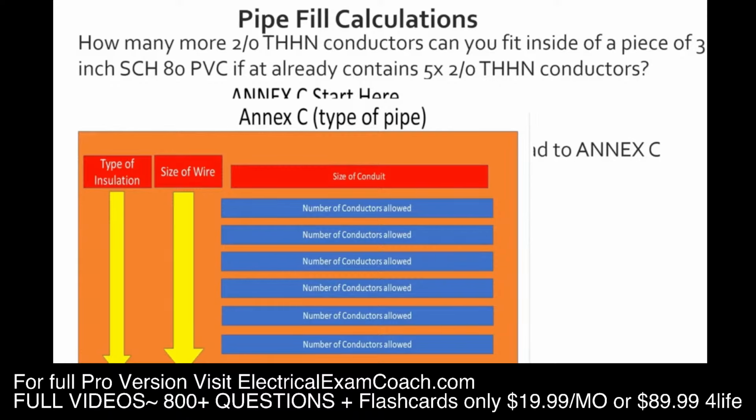Then we start on the left-hand side and find our insulation type, find our wire size, then come across the top and find our conduit size, and come down and tee off with how many conductors we can originally fit. And it looks like we can fit 11. Now we have to minus the 5 that we already have, and that lets us know that we can fit 6 more of these conductors inside of this conduit. Great job.